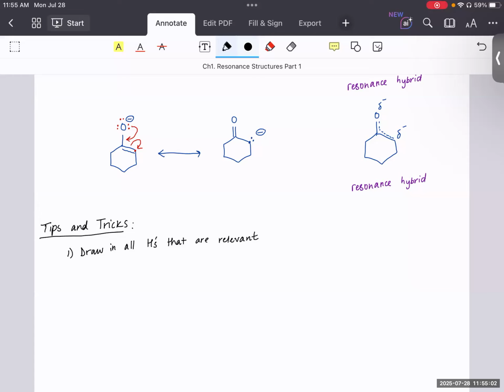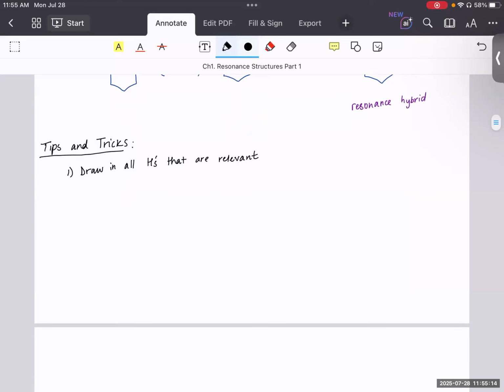So that can help you avoid making mistakes when it comes to charges that molecules have, making sure that you're keeping track of carbons that cannot be a part of a resonance system.